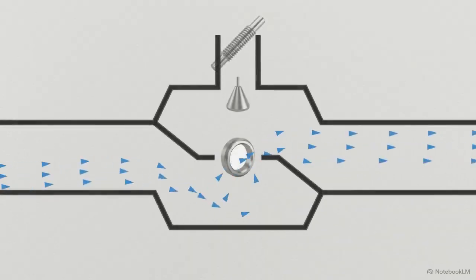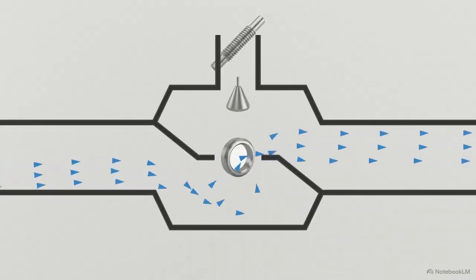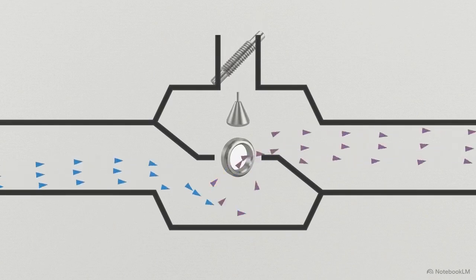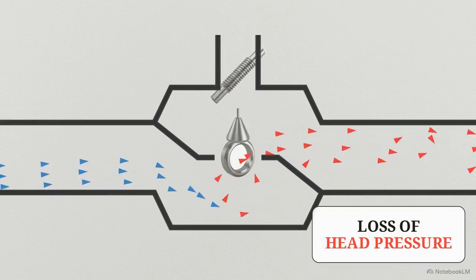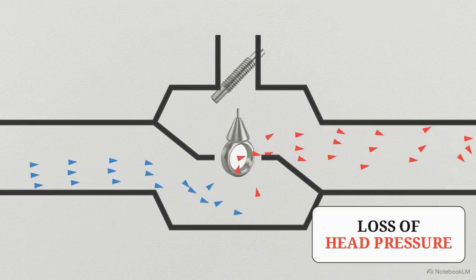The globe valve operates differently. A plug moves perpendicularly into the seat to control the fluid. While this plug allows for precise throttling, the obstructions in the flow path naturally lead to a loss of head pressure.